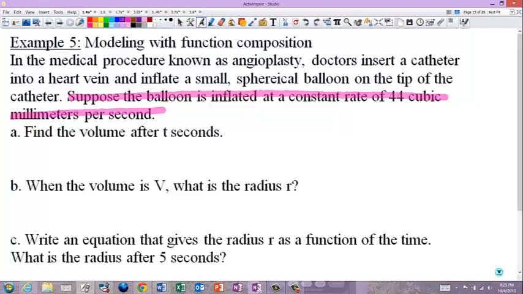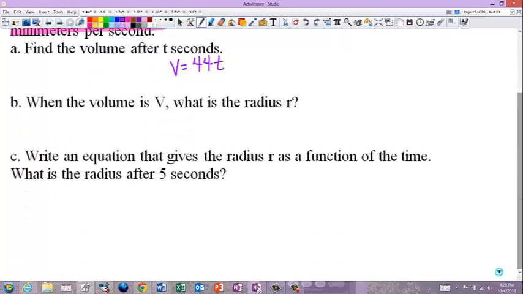After 2 seconds, it would be 88. After 3 seconds, it would be whatever 44 times 3 is. So my volume equals 44 per second times t. It says when the volume is v, what is the radius r? All that is asking you to do is solve for r. Now it says it's a spherical balloon, so that's 4/3 pi r cubed. So I'm going to solve for r.